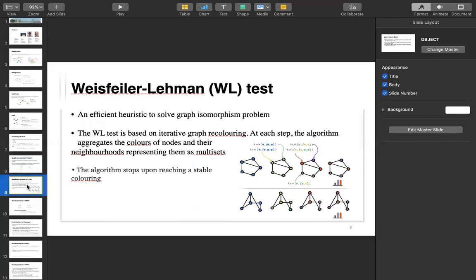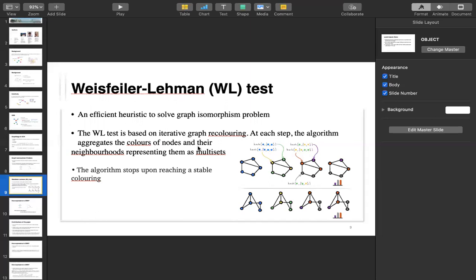And one way to decide that is using the Weisfeiler-Lehman test. This WL test is an efficient heuristic to solve the graph isomorphism problem.